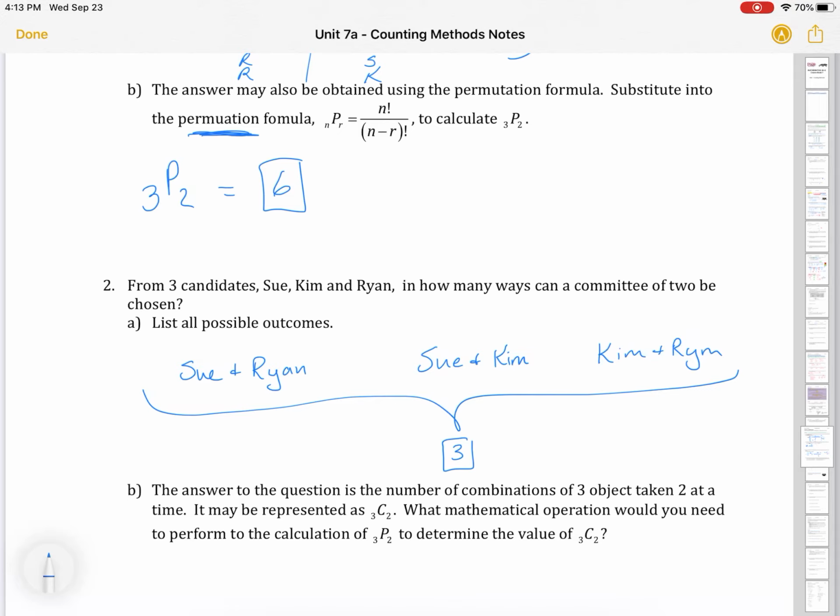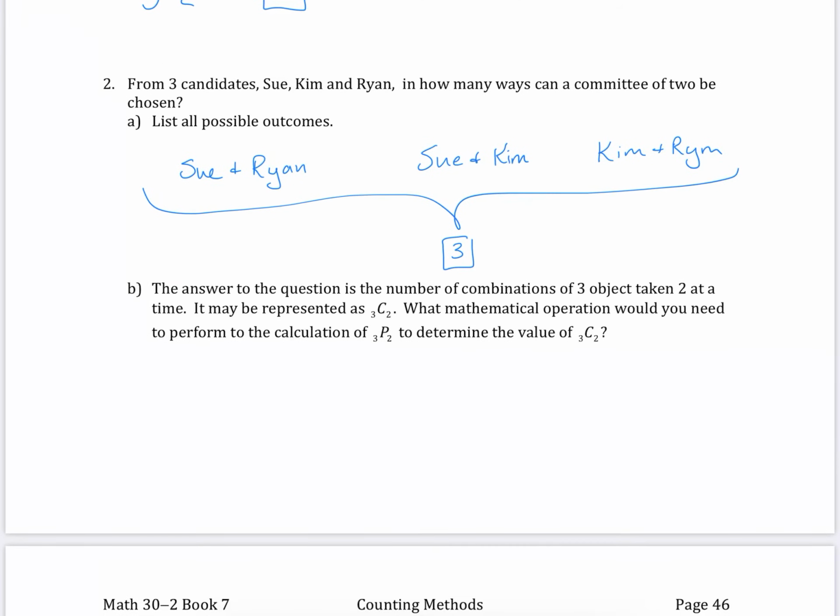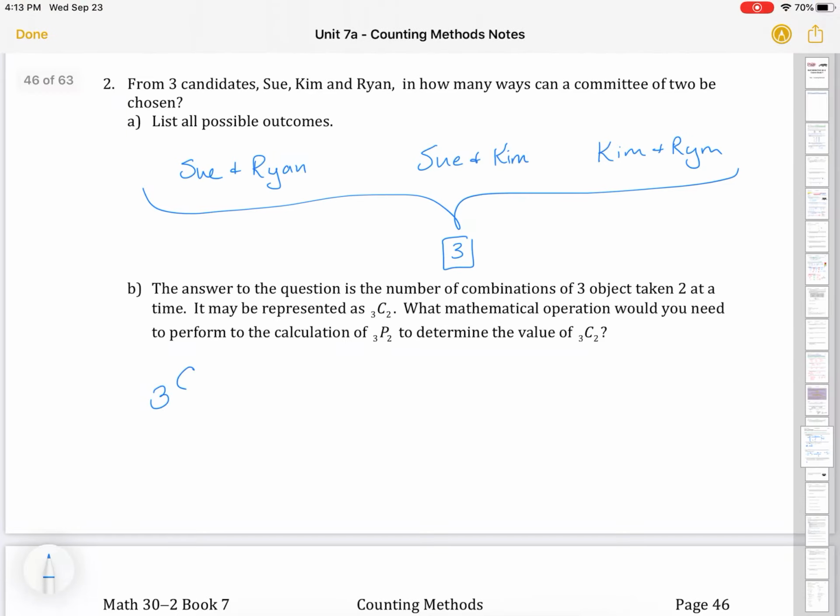So when we list those, where the position does not matter, it's only 3 possibilities. Now, the answer to the question is the number of combinations of 3 objects taken 2 at a time. We can represent this as a combination as opposed to a permutation. And combinations happen when position doesn't matter. It's not a first, second, third in a race. It is not a president, treasurer, vice president. It is just a group or a committee. So we're just gathering a group. So in this case, we represent that as 3C2.